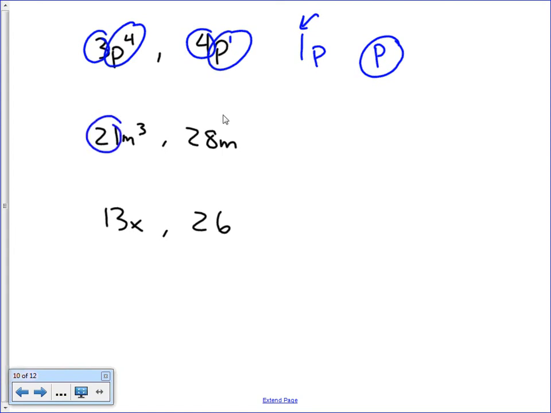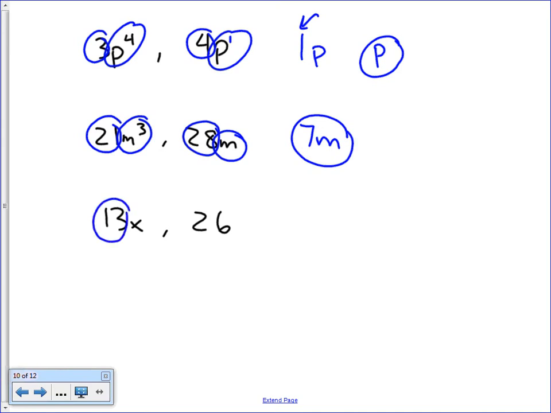21m to the third and 28m. So out of the coefficients, I can divide 7 out of both of them. And then I have a variable in common. I have m to the third and m. So use the lower power. So that'll be the m. So 7m.